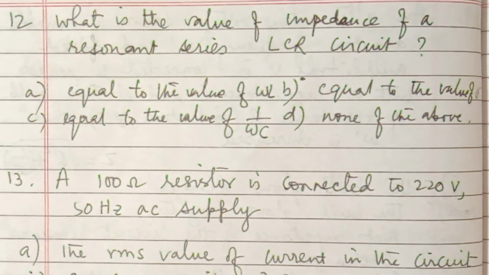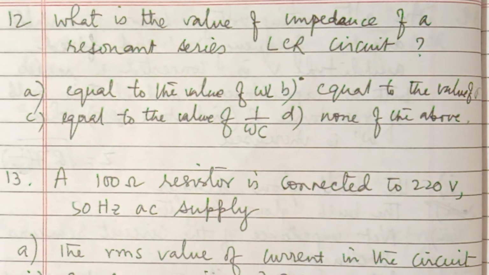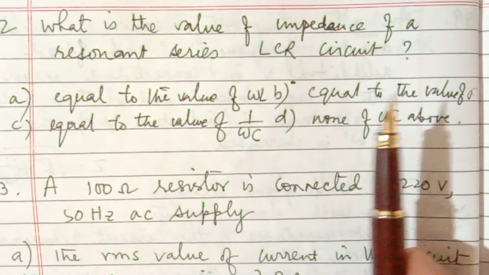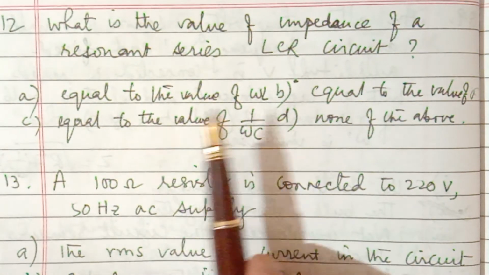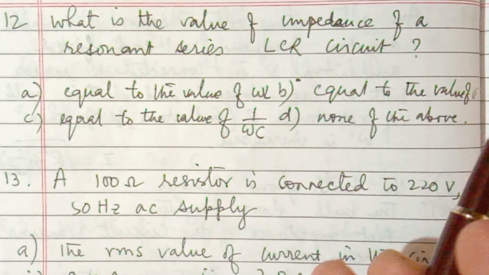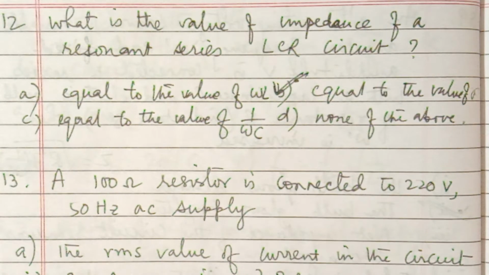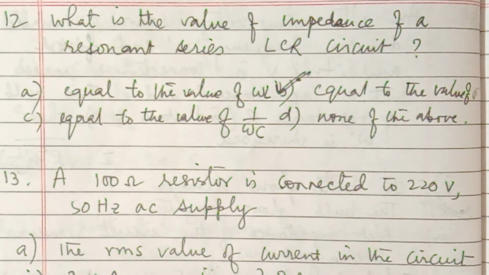Next question is, what is the value of impedance of a resonance series LCR circuit? Equal to the value of omega L, equal to the value of R, equal to the value of 1 by omega C, or none of the above. So this option will be correct, as we have discussed before. At resonance, Z is equal to R.